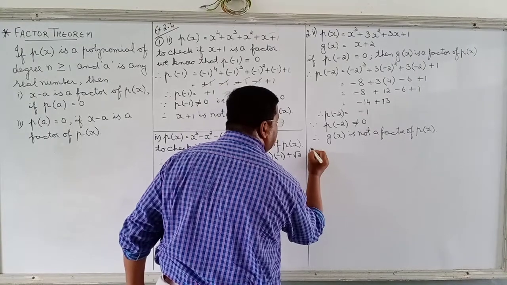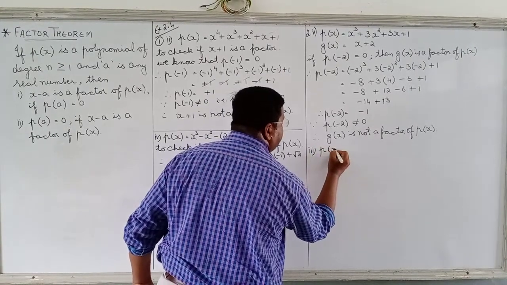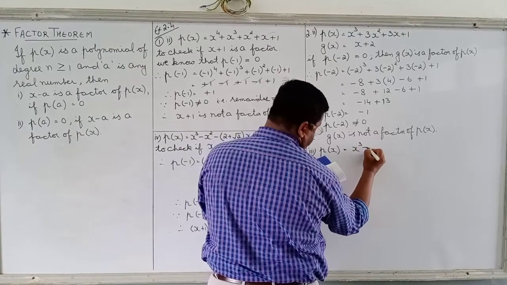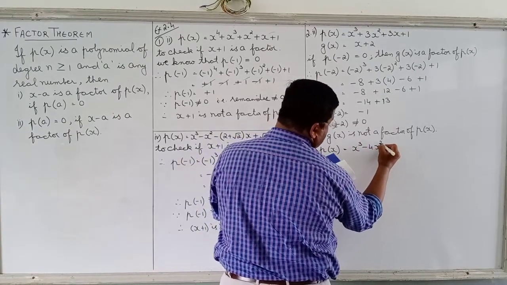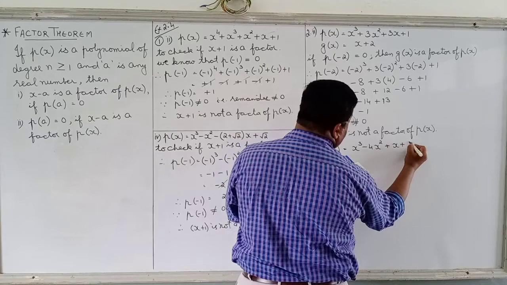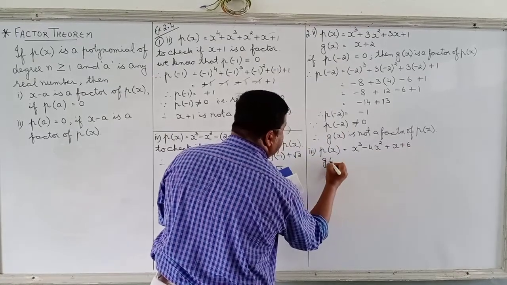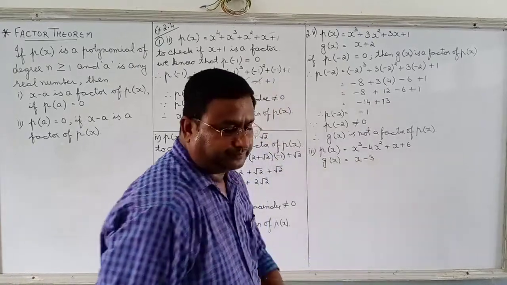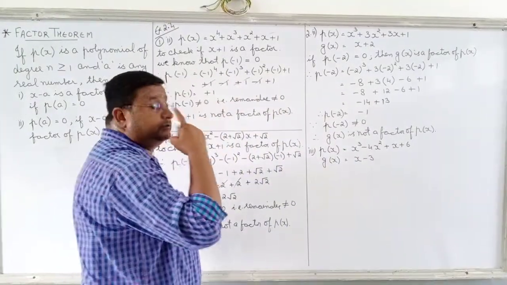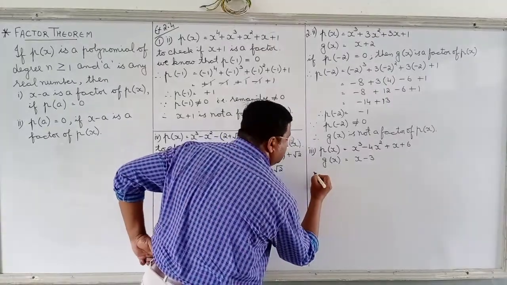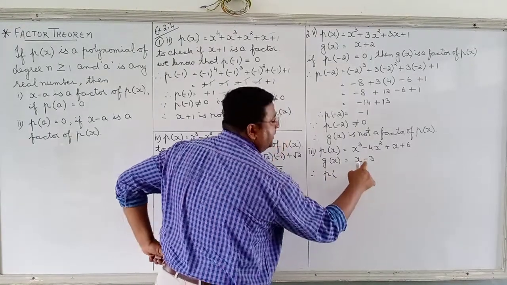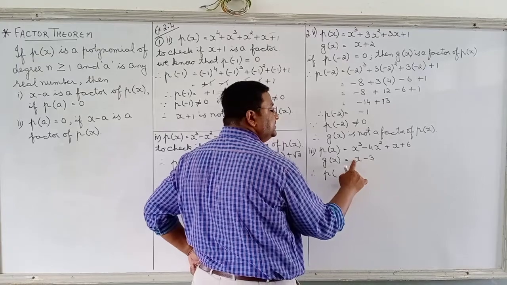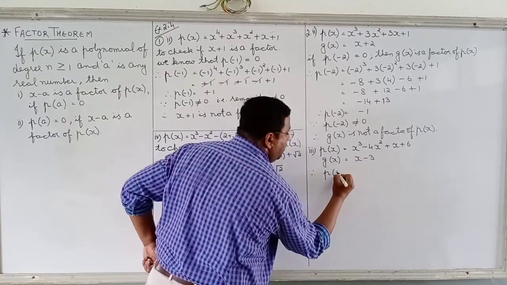Third part: the polynomial P of x is given to us as x cube minus 4x square plus x plus 6, and g(x) is given as x minus 3. Right? So again substitute. In place of x, what is the zero from here? Plus 3. Plus 3 and minus 3 is what? 0. So P of plus 3.